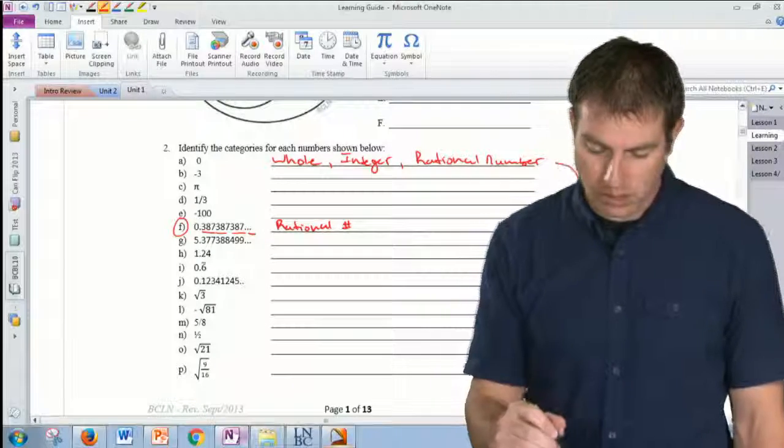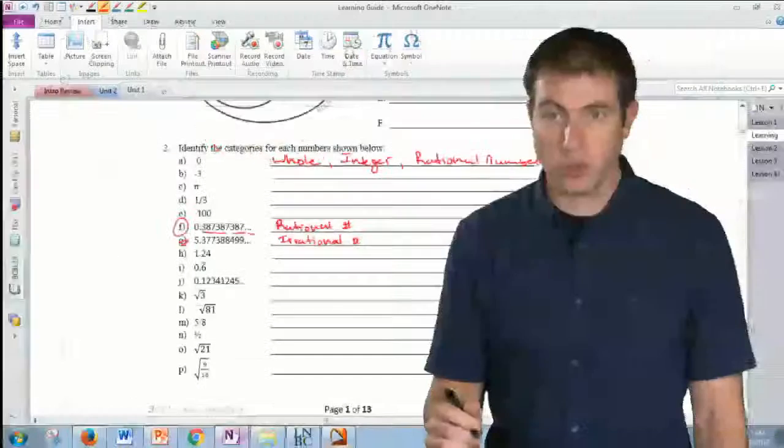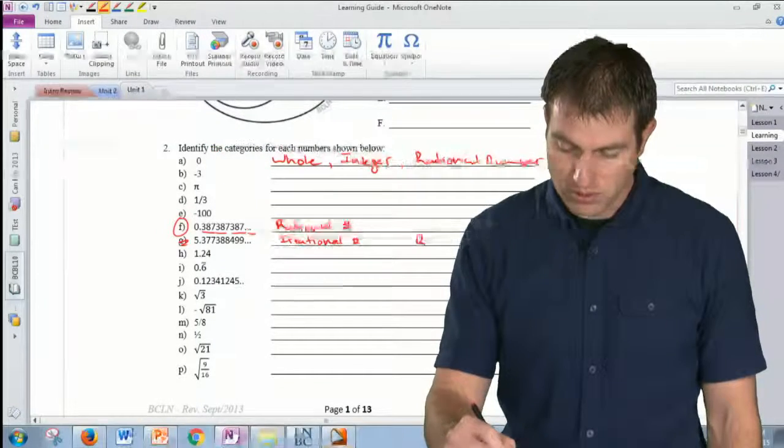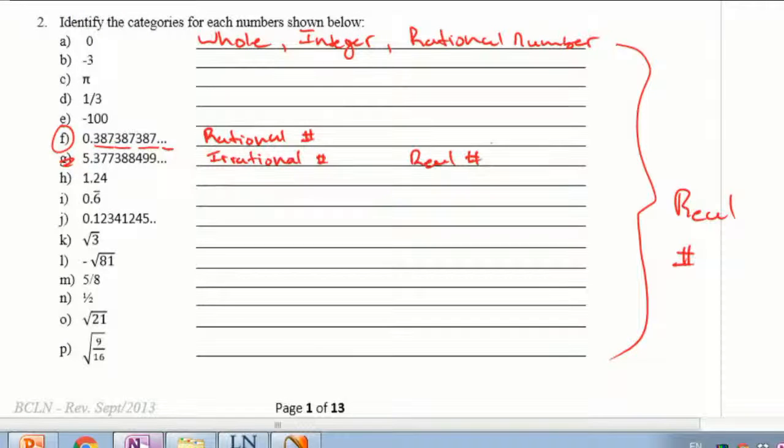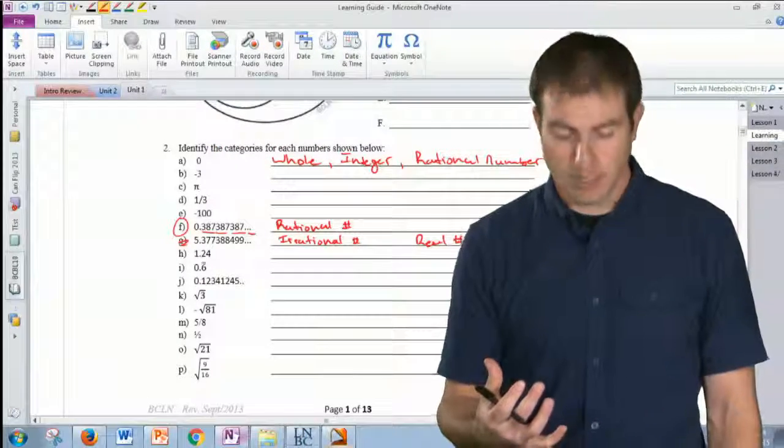If we look at the next one, letter G, 0.377388499. This doesn't look like anything that's repeating over and over again. So it's likely going to be an irrational number. You could put down real number for all of these as well if you wanted to. There's nothing wrong with that. But again, they're all assumed to be real numbers because it's all part of the real number system.